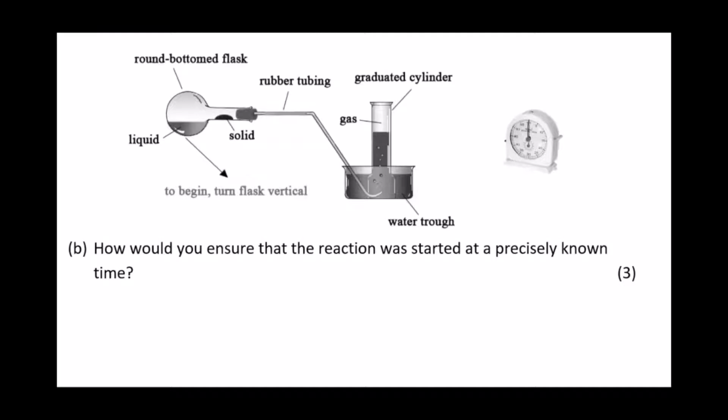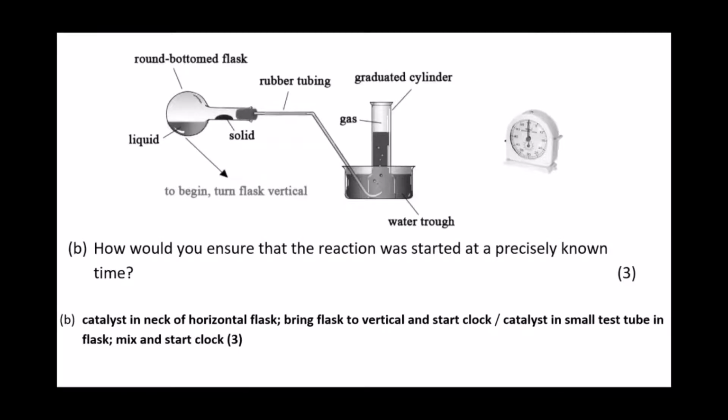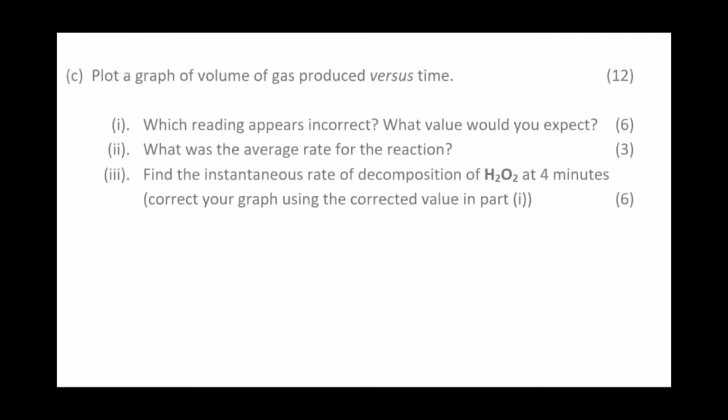How would you ensure that the reaction was started at a precisely known time? So you must have the catalyst in your diagram, and then you have to write about it in this part. So for the first part, it's just the diagram, and here you have a bit of an explanation. You have the catalyst in the neck of the horizontal flask. You bring the flask to vertical and start the clock, or you have the catalyst in a small test tube in the flask. You mix and start the clock. So 3 marks for that.